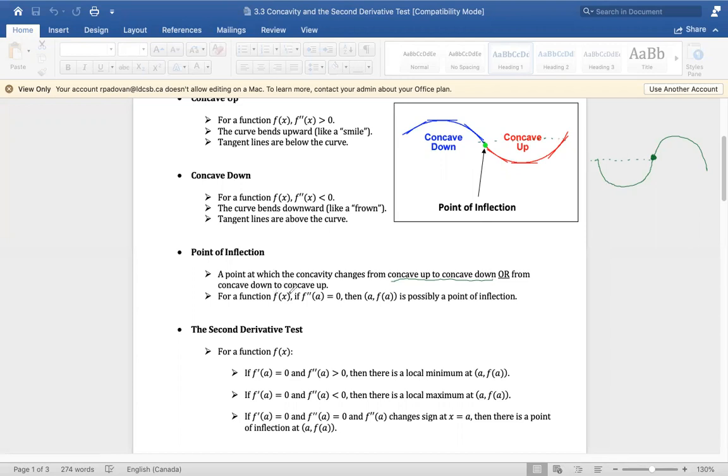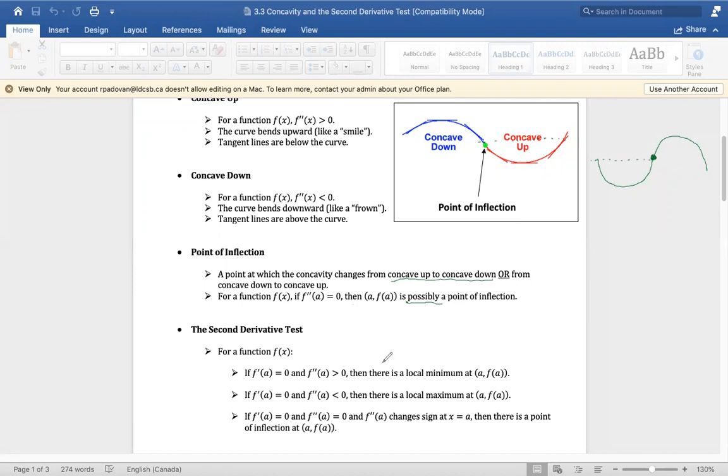For your original function f of x, if the second derivative evaluated at a is equal to 0, then the point a, and then subbing a into your original function to get the y value, is a possible point of inflection. Just like with the first derivative test, where the first derivative was possibly a turning point, not 100%, it's the same here. It's a possible point of inflection, but we need to do the second derivative test. That's why that's next, in order to test for that.